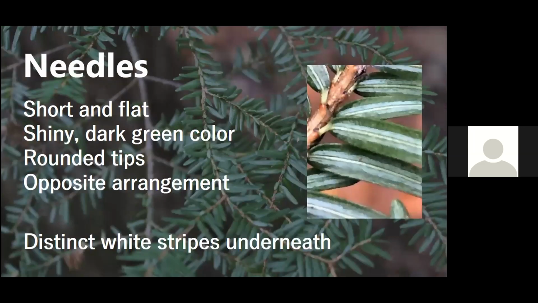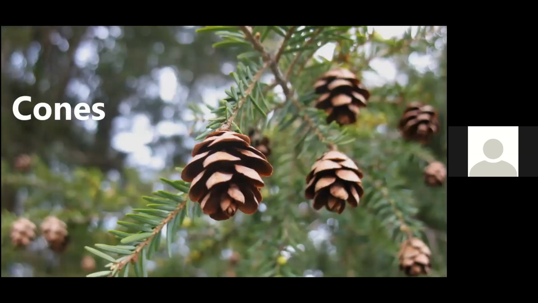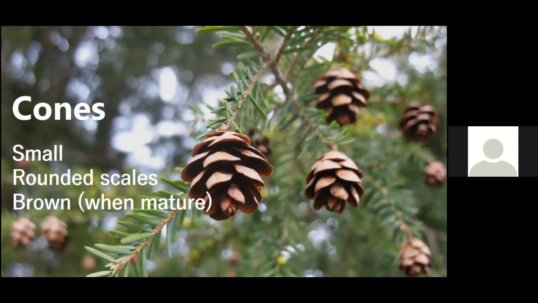Another really great way to identify hemlock is to look for the two distinct white stripes that they have underneath their needles. When their cones are out, they are small. They've got these nice rounded scales, and they're about 3/4 of an inch to an inch long. They're very tiny little cones, brown when they're mature. When they're immature, they kind of look like little green footballs.